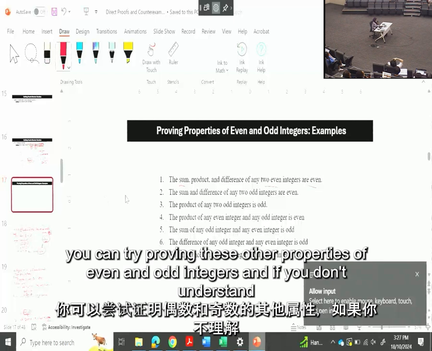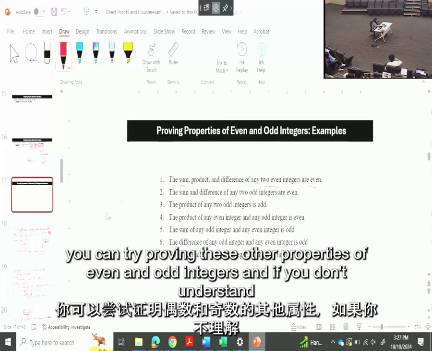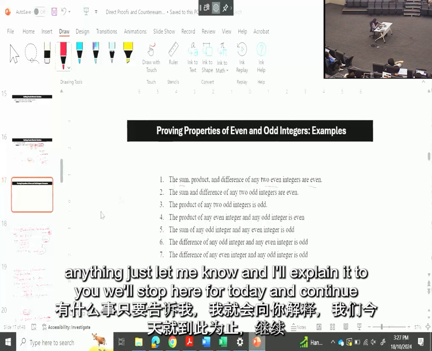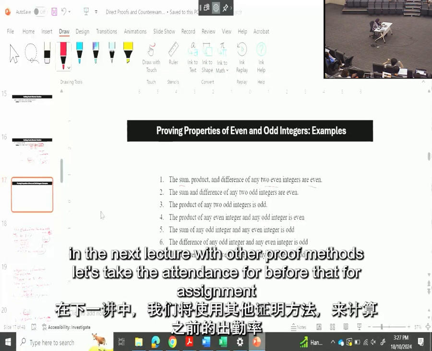You can try proving these other properties of even and odd integers, and if you don't understand anything, just let me know and I'll explain it to you. We'll stop here for today and continue in the next lecture with other proof methods.